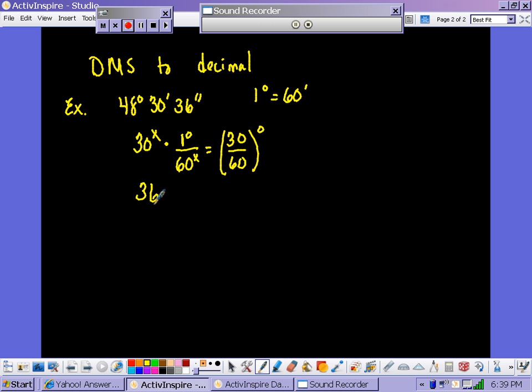So then we have 36 seconds. Now this is going to be two conversion factors, because we're going to take the seconds and convert it to minutes, and then convert the minutes to degrees.